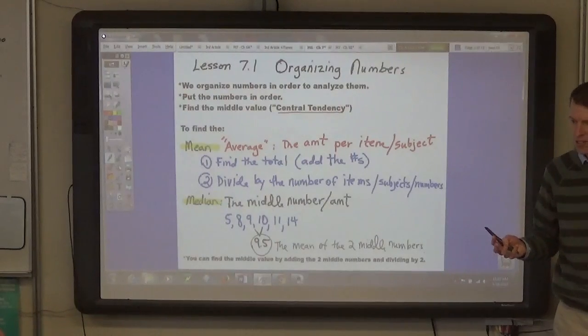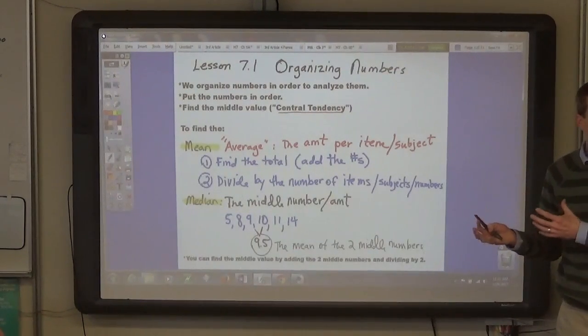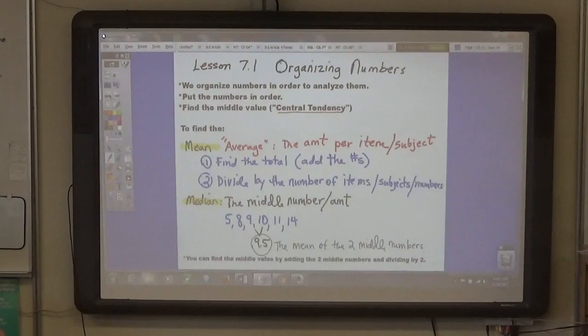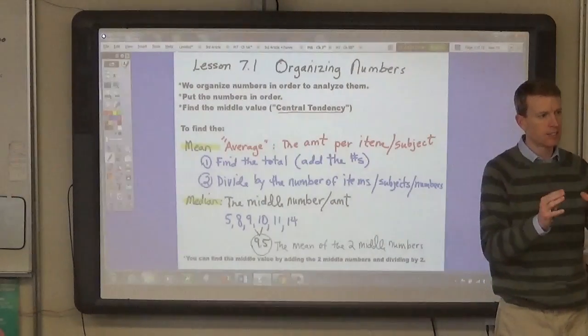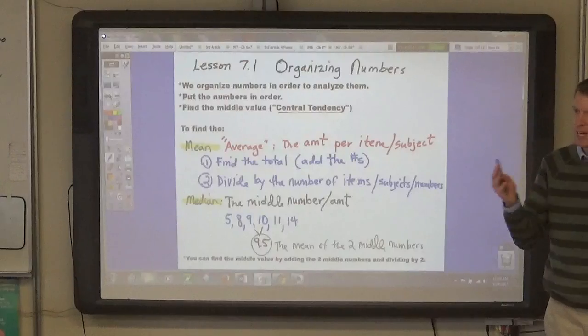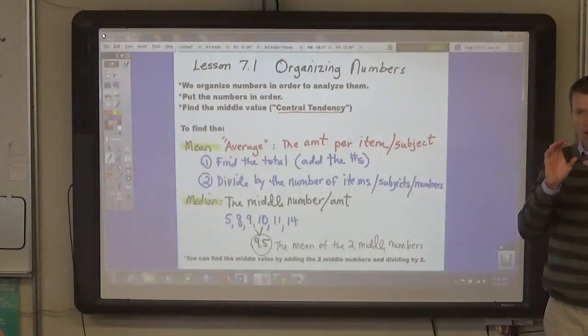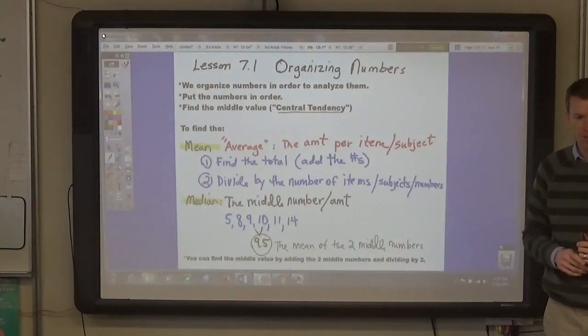Looking for patterns? Looking for the meanings of the numbers. What do those numbers mean when you put them in order? What would the middle tell you? And things like that. When you're analyzing a set of numbers or a set of data, you are looking for what those numbers mean. Okay?